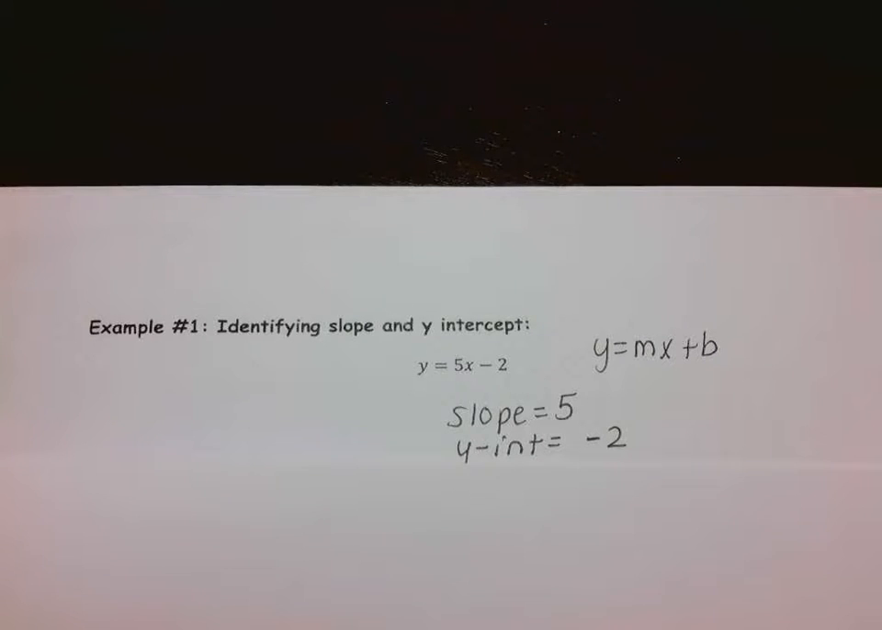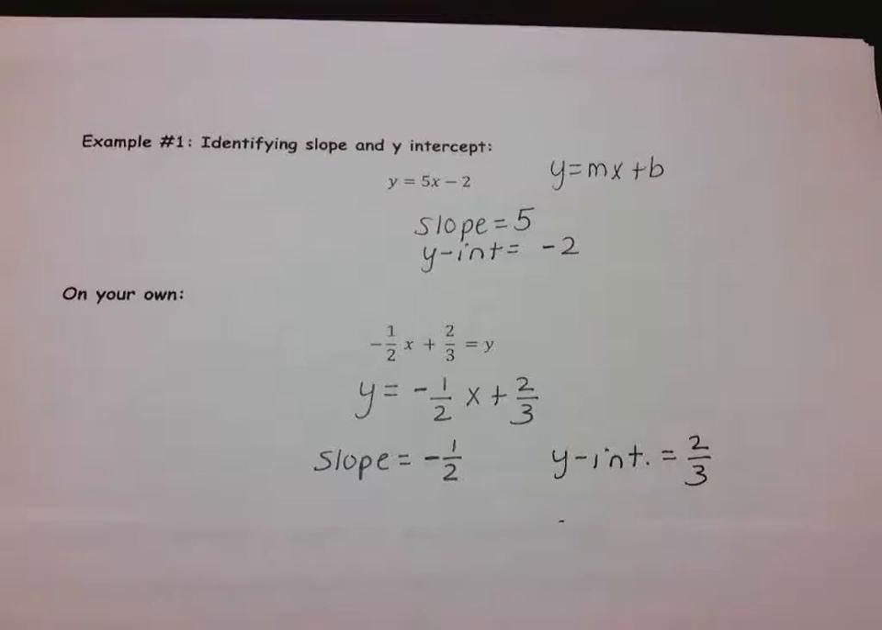So pause the video and do the next one on your own and identify the slope and the y-intercept. So don't let the fact that the y is on the other side confuse you. Just rewrite it and put the y on the left-hand side if that makes it easier for you to see it. But the slope here is -1/2 and the y-intercept is at 2/3. Being able to recognize the slope and the y-intercept from these equations is going to be extremely important in just a few minutes when we start graphing these.